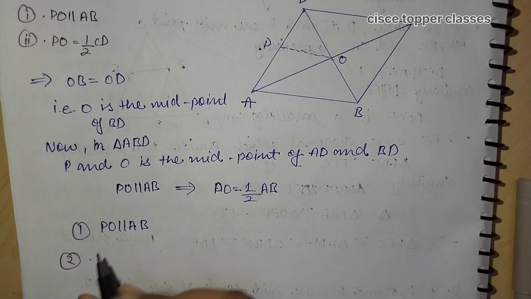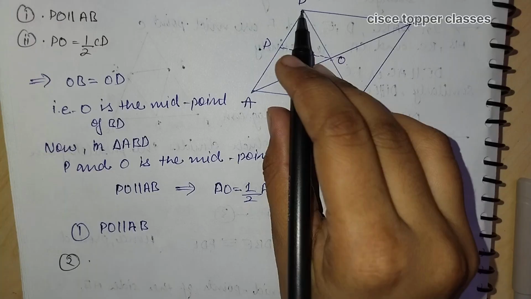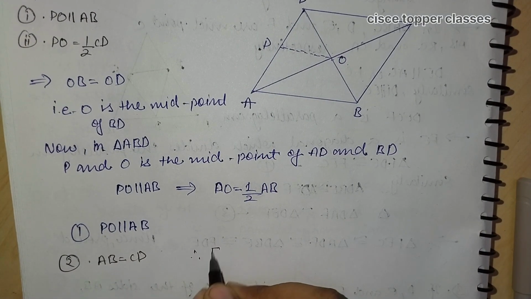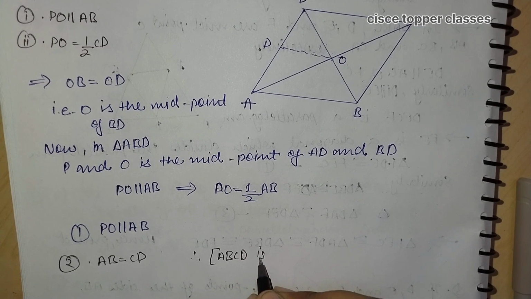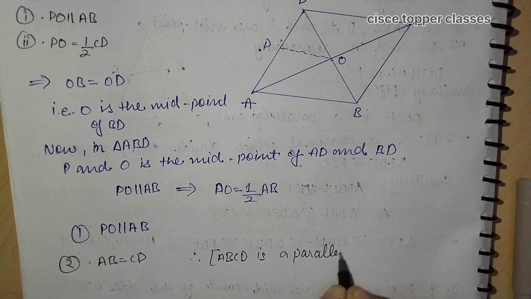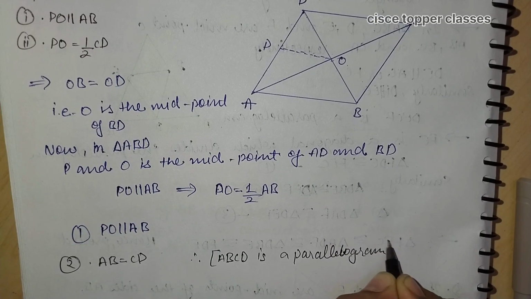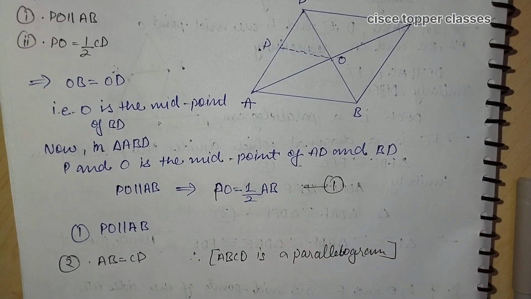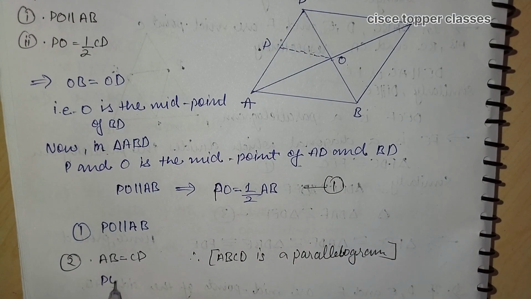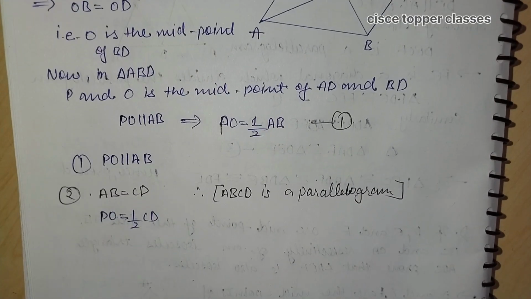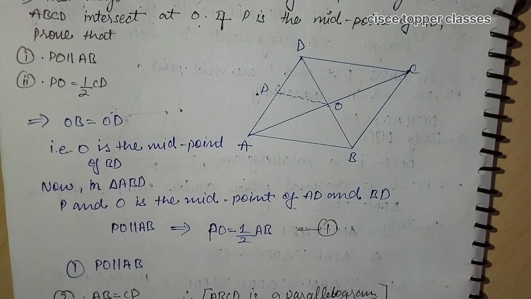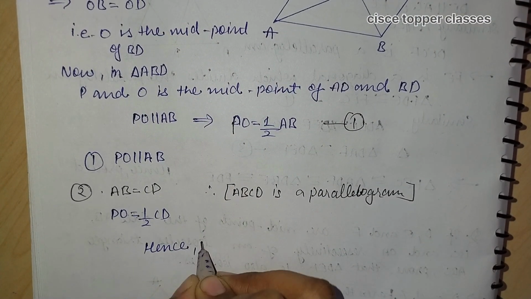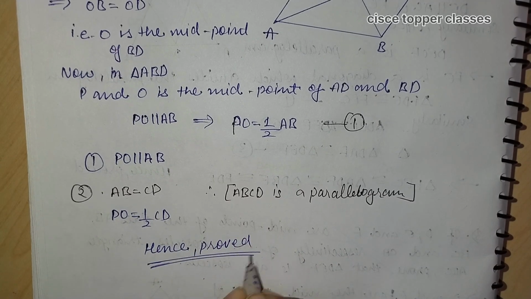Now, the second thing which we have to prove here is PO is equal to half of CD. As it is a parallelogram, we have AB is equal to CD, because ABCD is a parallelogram here. So putting it in the first part, AB is equal to CD, we will put in this equation here. Let it be the first equation. So on putting, we will get PO is equal to half of CD. This is what we have to prove in the first and second part of this question. So this is the solution of the fourth question. Hence proved.